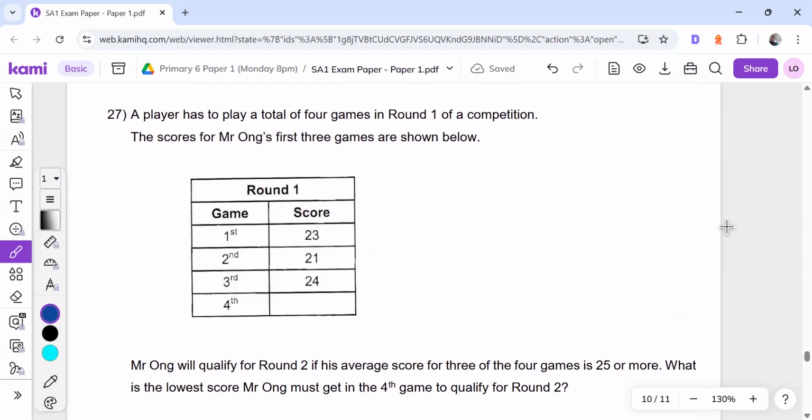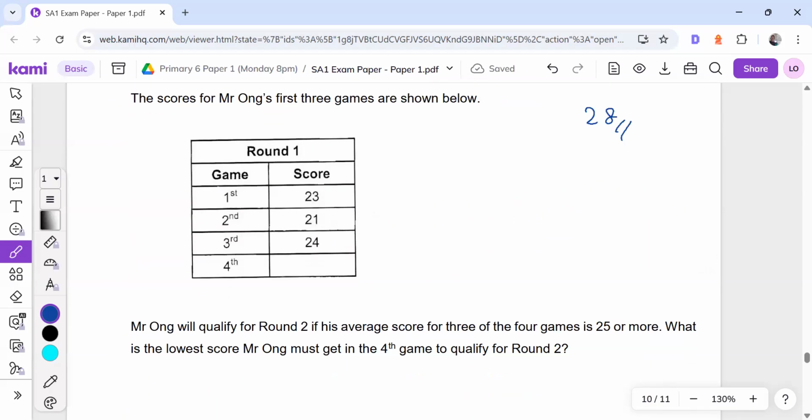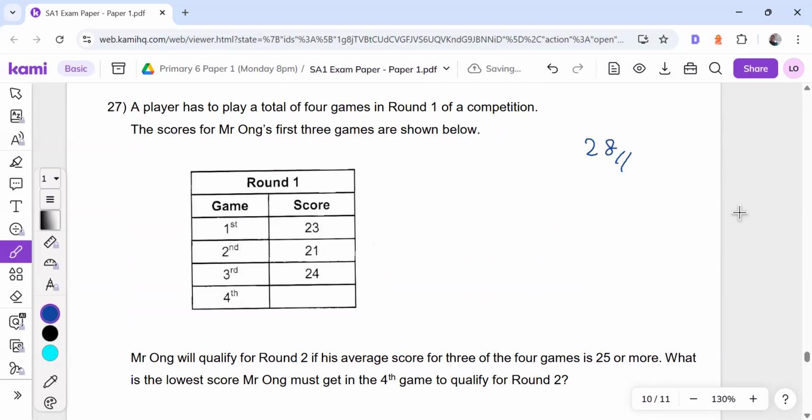Okay, PSLE question. This is one of the harder questions. Do you get 28? Anyone get 28? Nobody, only Ruel. Okay, how do you get 28?